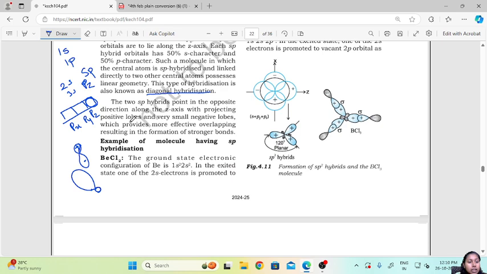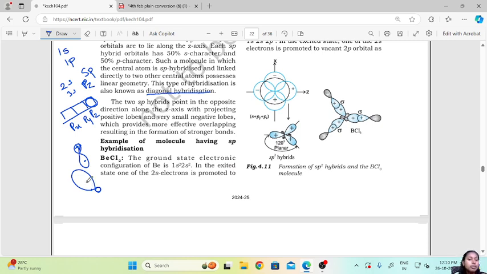This provides more effective overlapping, resulting in the formation of a stronger bond. This bigger and smaller size depiction allows the orbital more effective overlapping. So the overlapping is done to the maximum if the orbitals are in this format, which results in stronger bond formation. During the overlapping concept, I have explained to you that the more the overlapping, the stronger is the bond which is formed. So the same thing happens here.